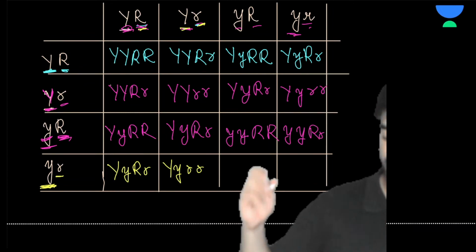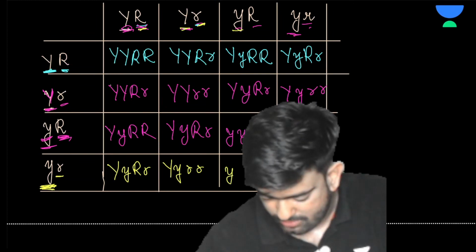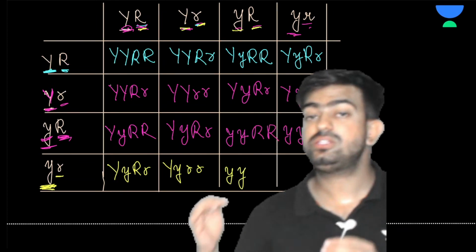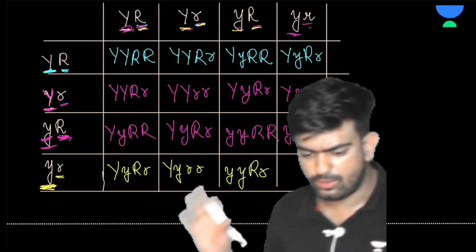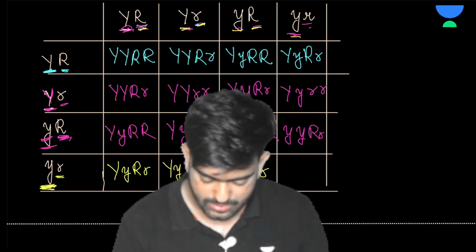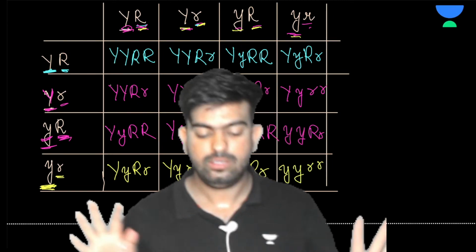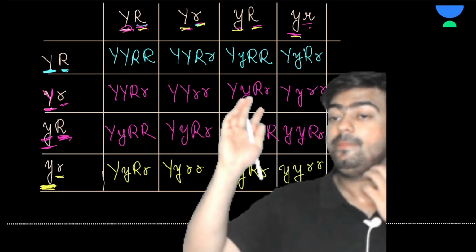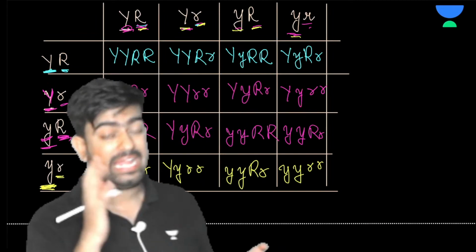In these two, what are we going to write here? Small y, small y. Okay, sir, small y, small y. This is capital R and this is small r. Written. Great. Very good. Again, we have capital Y and small y, written, and we have small r. Done. This is our Punnett square for the dihybrid cross for the F2 generation.